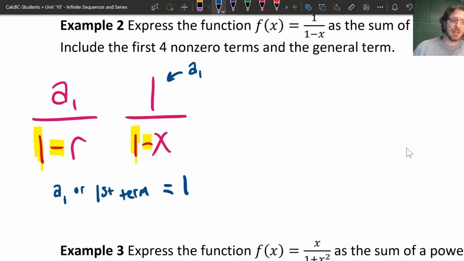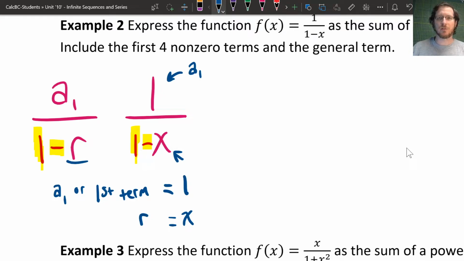So that means that this x here is my r value. Okay, so now we're in kind of a similar spot as in example 1. We've got our first term, we have our r value. So now let's find those first 4 non-zero terms.